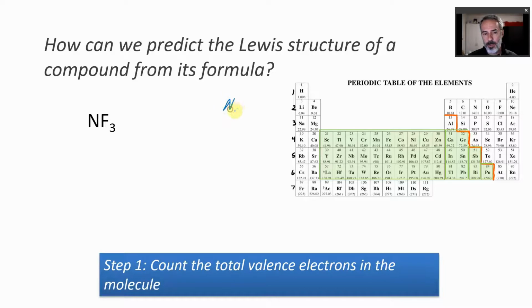So let's do this. How many valence electrons will nitrogen contribute? I'm going to put up here valence electrons.